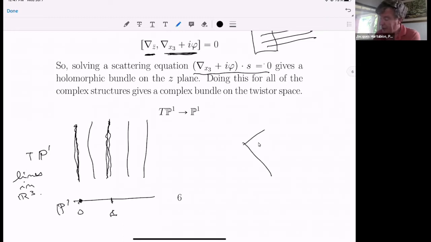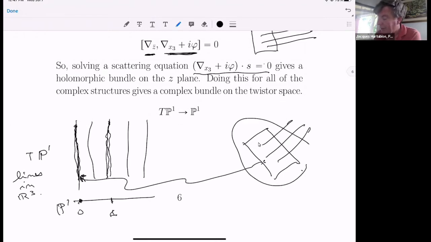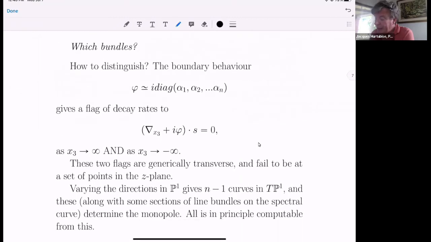So in R3 you have this picture, and this is of course a complex surface, so we're sort of running out of dimensions, but this line here is in fact this plane here. Okay, so what you get is a complex bundle. Now, unfortunately, that's not telling you much. If you just look at line bundles on TP1, it's actually an infinite dimensional space. So there's not much there, but what saves you in the end is the boundary behavior.